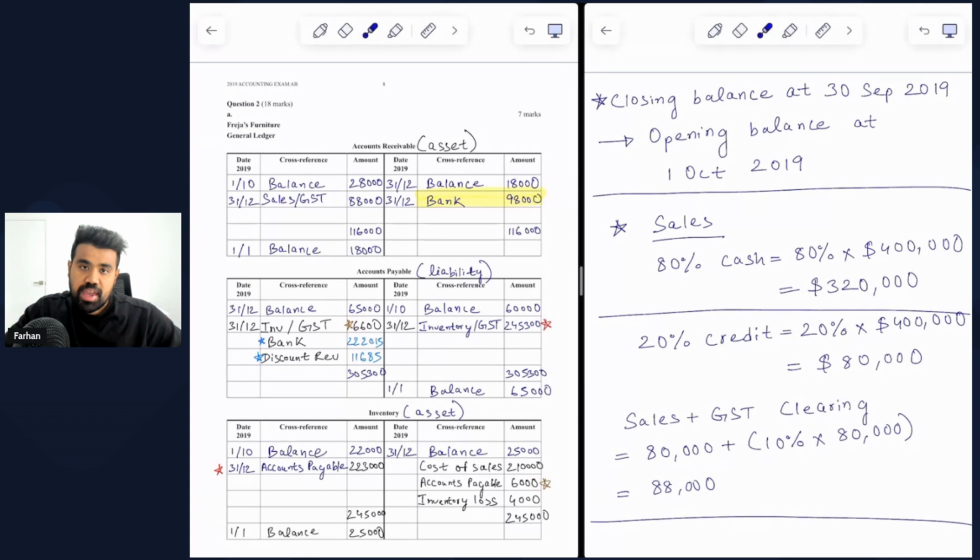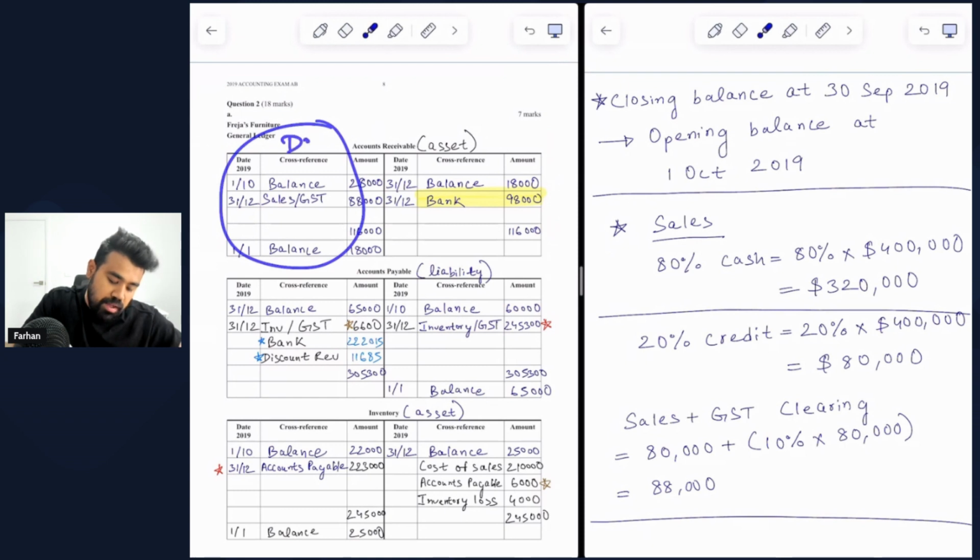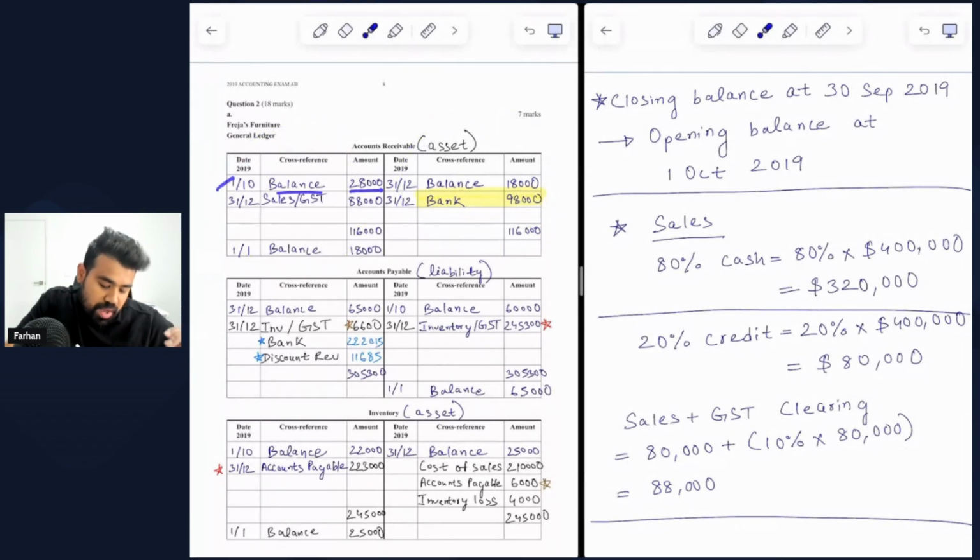Also, within the ledger account, assets should always have an opening balance on the debit side and a closing balance on the credit side. So you can see the ledger account outline was already given to us in advance, and we understand that this is the debit side and this is the credit side. So you can see that on the 1st of October, we have included the opening balance on the debit side of 28,000. And on 31st of December, we have included the closing balance on the credit side of 18,000.